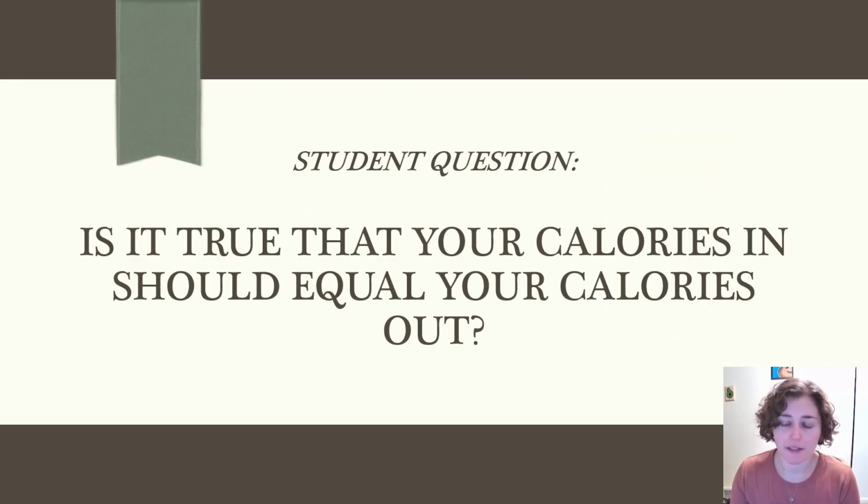The notion of calories in equaling calories out may seem simple, however, the human body is a bit more complicated than that. Generally speaking, yes, eating fewer calories will lead to weight loss, or increasing exercise to burn more calories would lead to weight loss. Although not all calories are created equal, as foods affect our bodies differently. Take, for example, black beans versus potato chips.